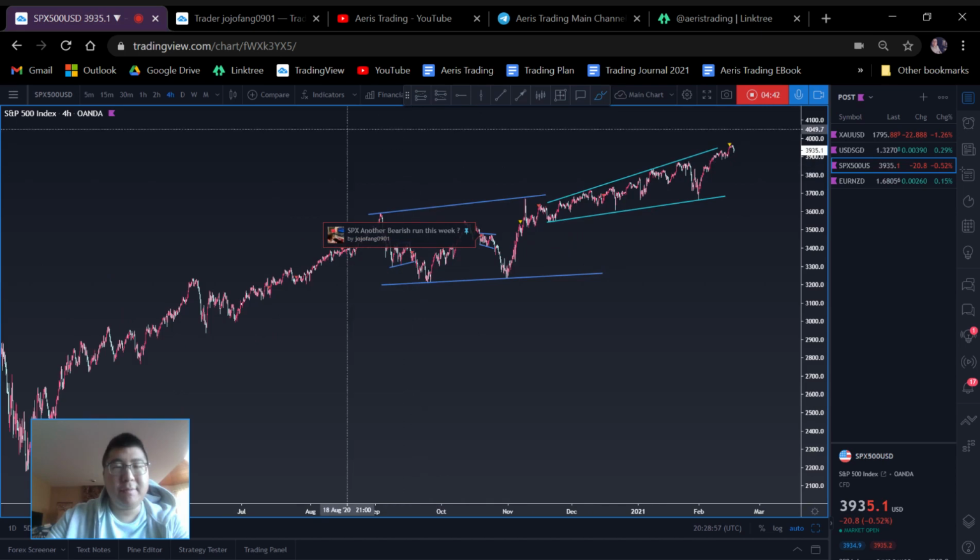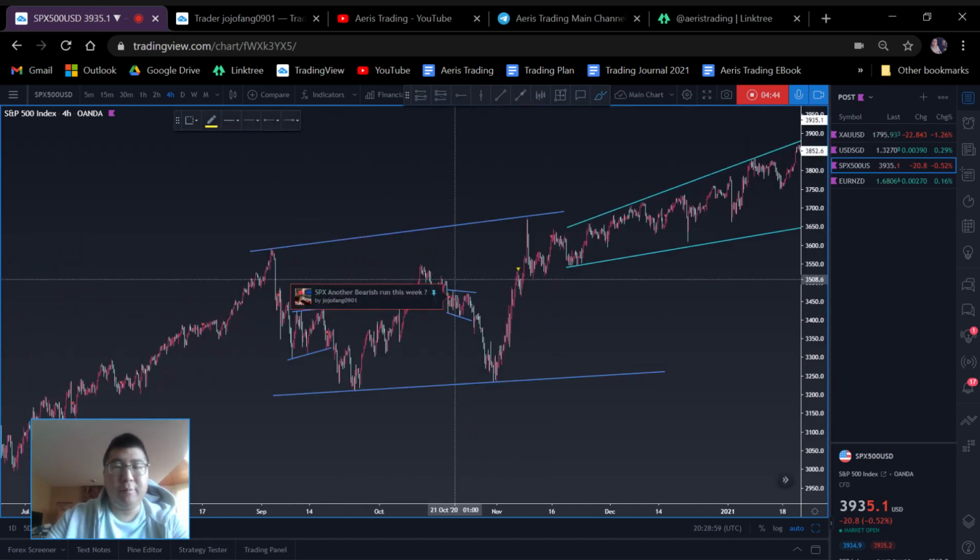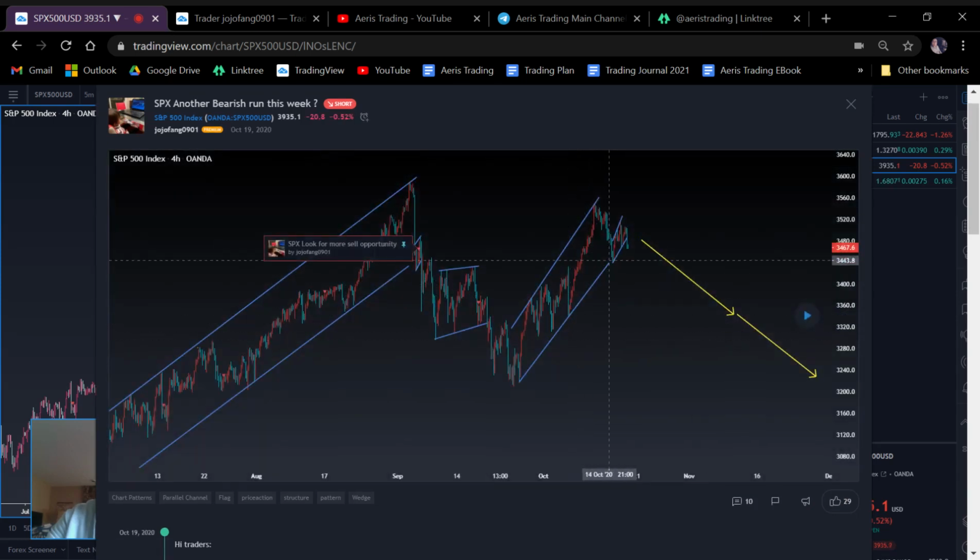So let's look at the S&P 500 in this example. When price was only in this area, there was a short position I was talking about. And again, the beginning of the correction is what I'm looking for as a potential take profit.